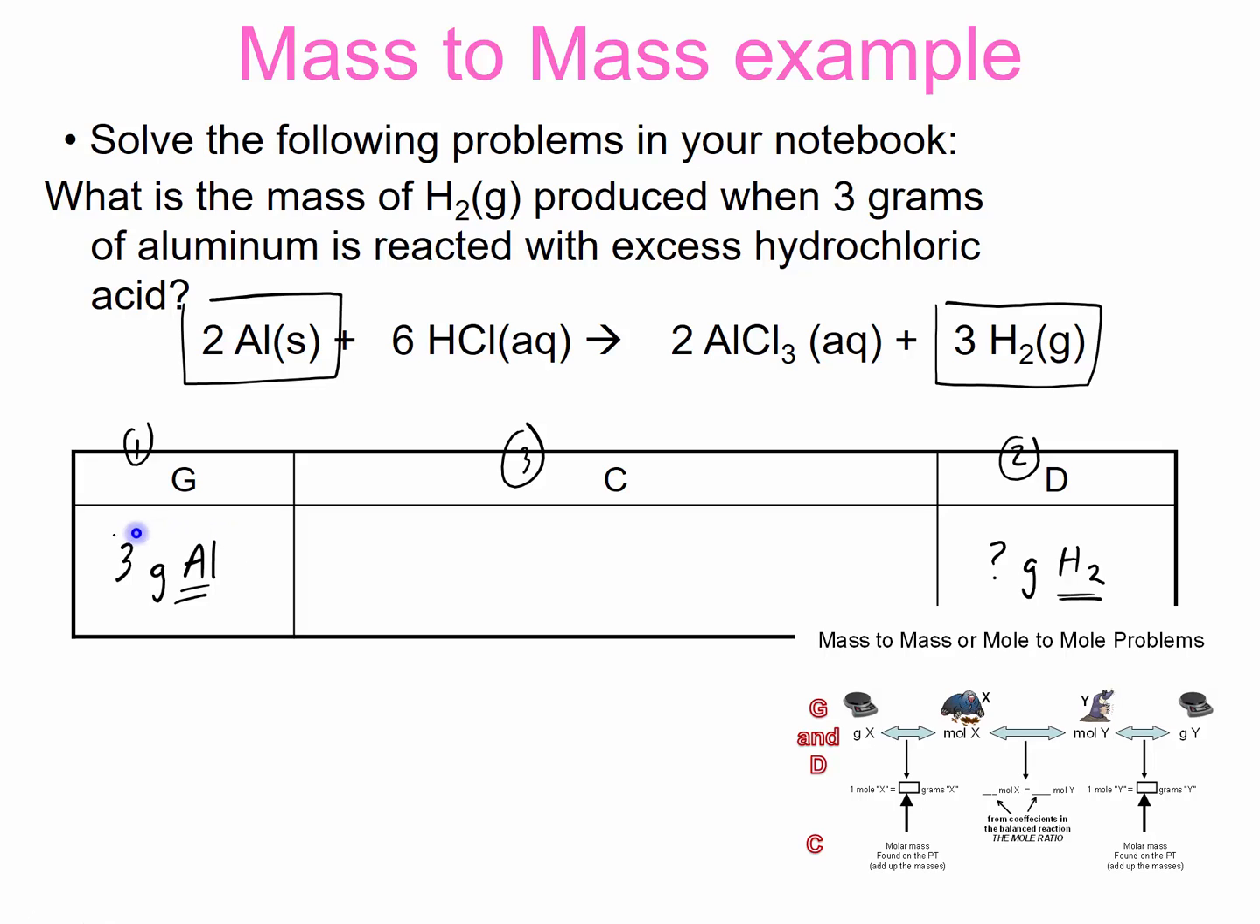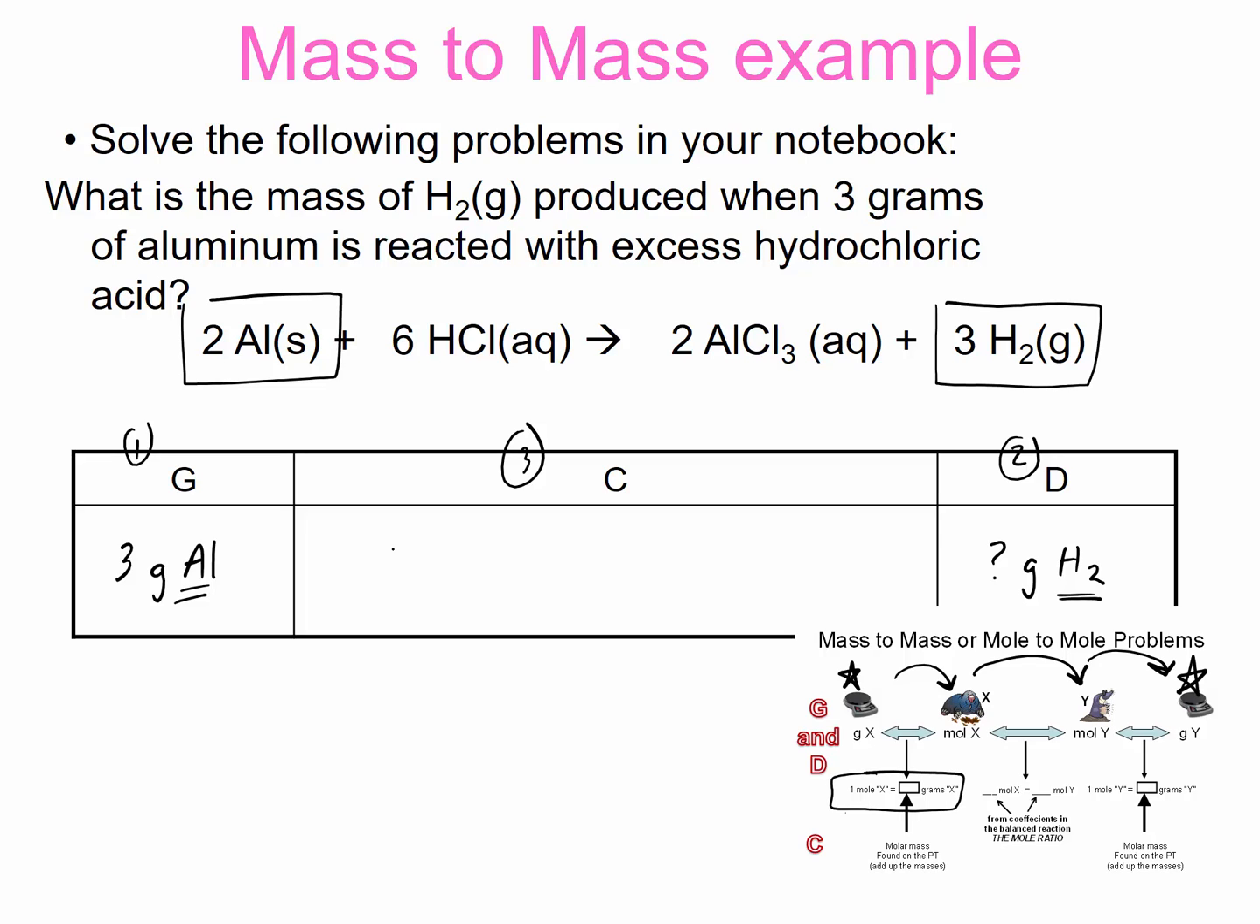So on this problem, we're starting with grams of aluminum. That means we're starting here, and we're trying to figure out grams of something else. That means we need to go all the way across to get grams of H2. So we're starting here, and we're ending here. You have to get the grams of aluminum to moles of aluminum, then moles of H2, and then to grams of H2. So this is going to take 3 conversion factors.